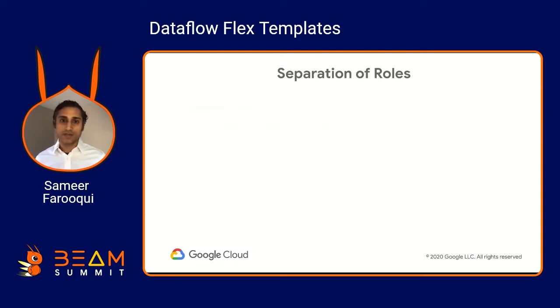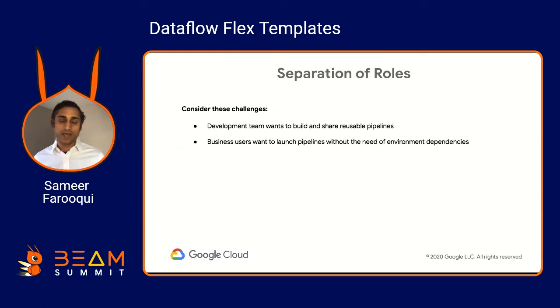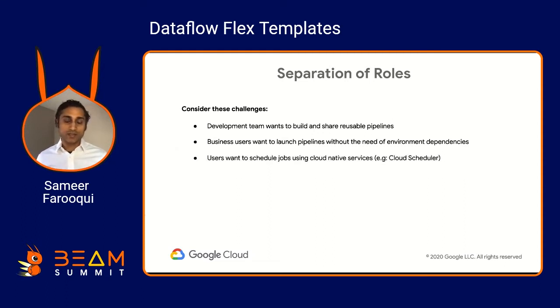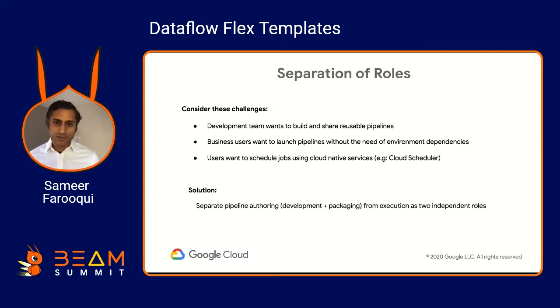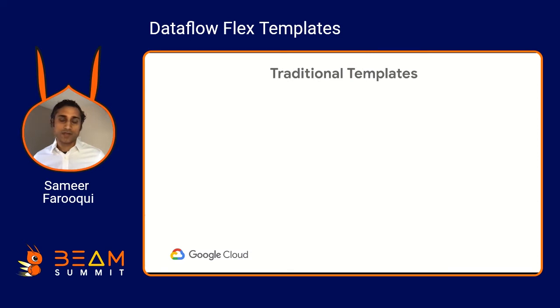So what we want to talk about is some of these challenges. The development team wanted to essentially build and share reusable pipelines easily. And business users want to launch these pipelines without the need to set up environmental dependencies. And users also want to be able to schedule jobs using cloud native services like Cloud Scheduler without having to, again, set up runtime environments for the scheduler. So our solution to these problems was to separate the pipeline authoring, the development stage, from the pipeline execution stage as two independent roles. And we originally came up with the idea of traditional templates to do this.